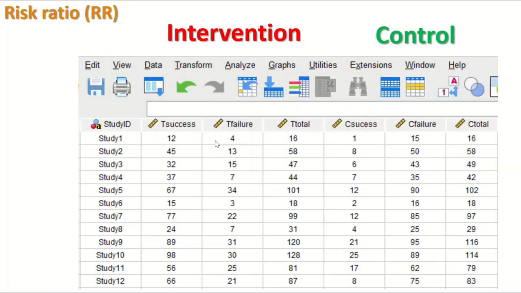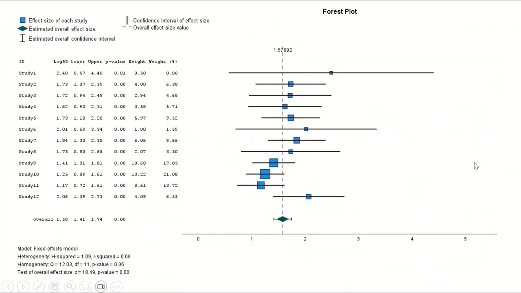To perform a meta-analysis based on an estimated effect size, which is a risk ratio, the risk ratio can be calculated and estimated as an effect size for the intervention compared to the control. Once a meta-analysis is performed, the following forest plot is generated from the meta-analysis of the data. As shown here, the forest plot has three parts: the descriptive part, the diagrammatic part, and the overall effect size estimate with the heterogeneity test.